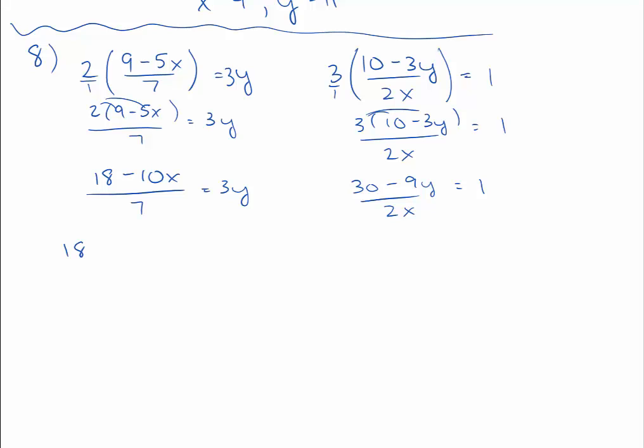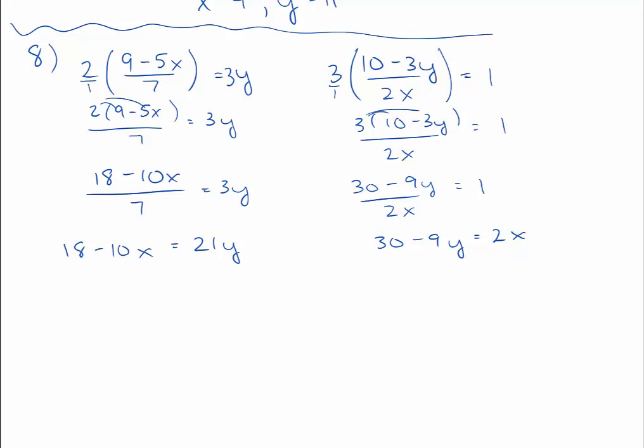And so I have 18 minus 10x equals 3 times 7y is 21y. And over here I have 30 minus 9y equals 2x times 1 is just 2x. Again, there's always multiple routes, but that's what I do first. I kind of clean up my equations first.